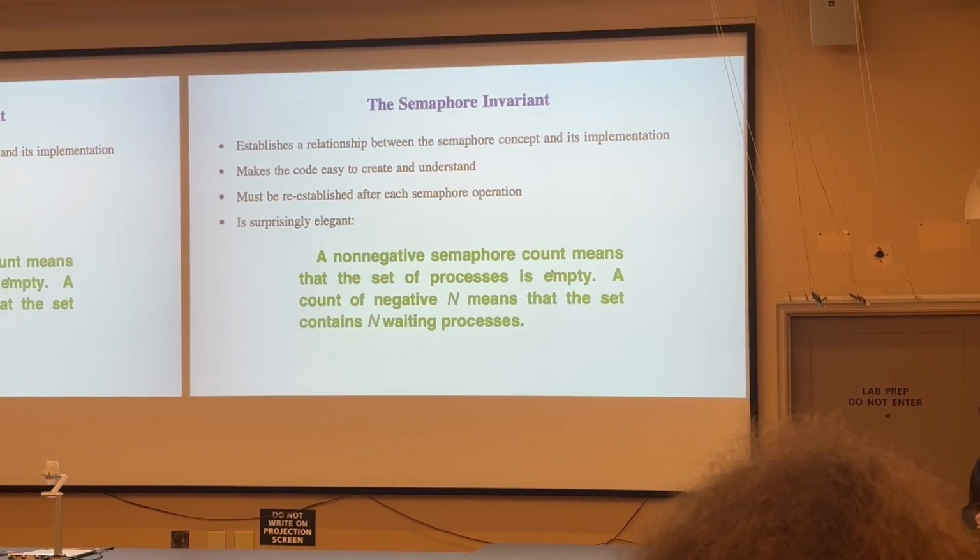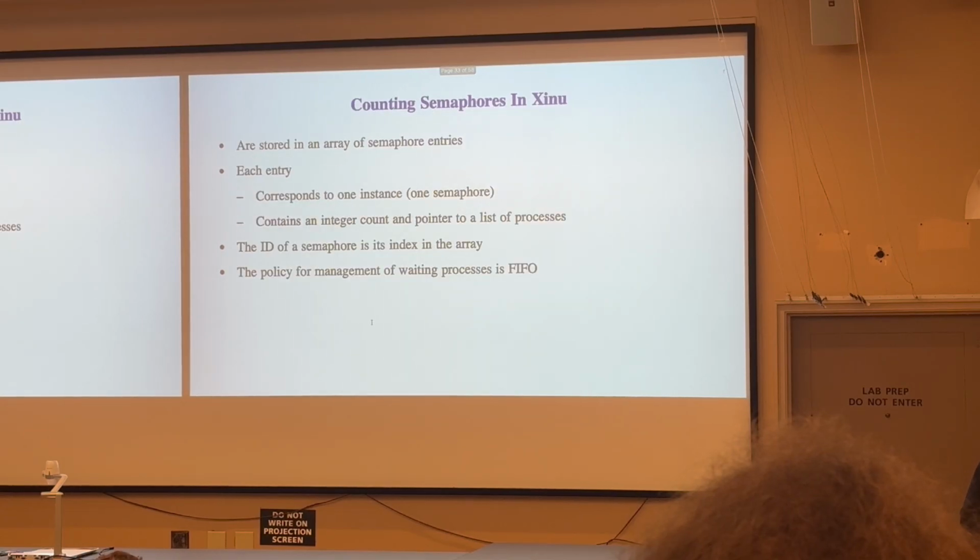Okay. The semaphore semantics, right? It establishes a relationship between the semaphore concept and its implementation. It says that a non-negative semaphore count means that the set of waiting processes is empty. A count of negative n means that the set contains n waiting processes. Okay. All right. So the implementation.